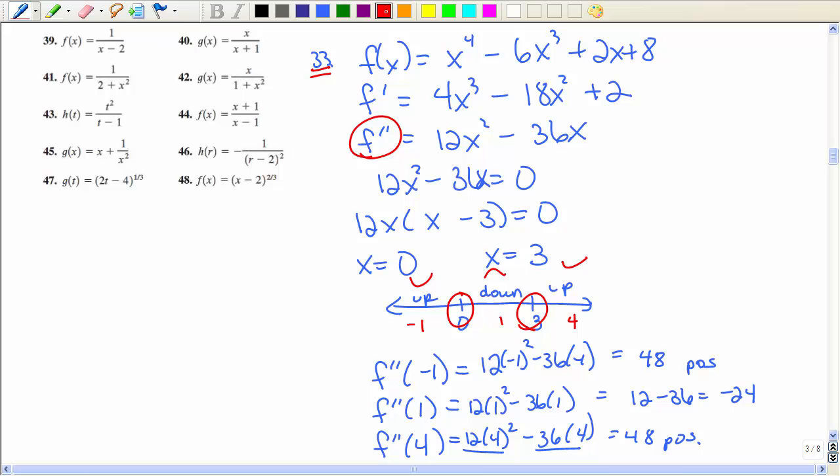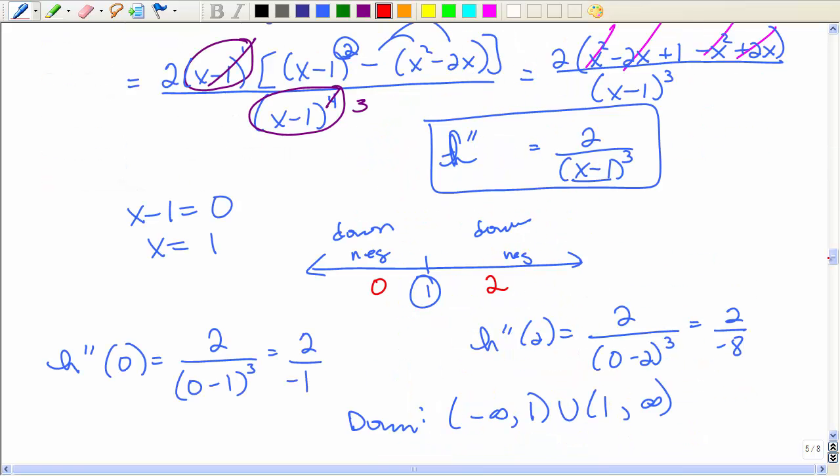And so what you could do is come back to the original function and say, when x is 0, what is y? You'd plug in 0 for x, and you would get 8. So that would be one inflection point. And then when x is 3, you would get y to be -67, and those would be your 2 inflection points because concavity changed.